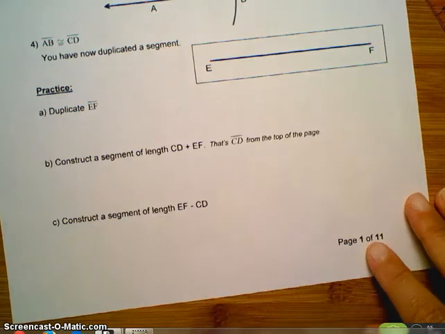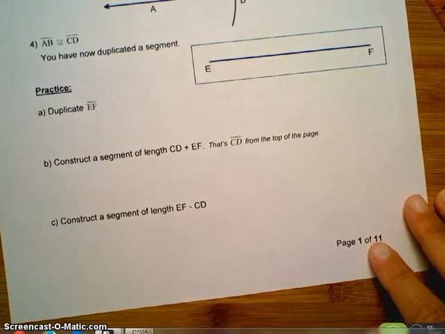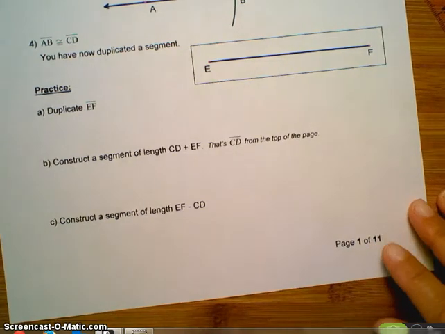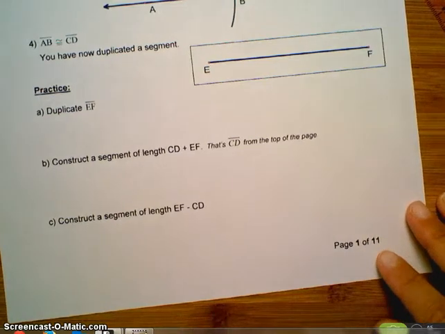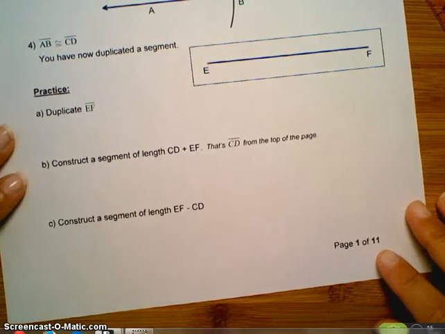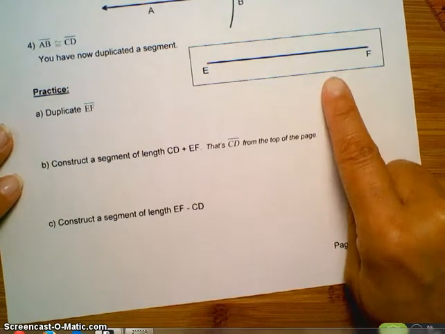We're looking at the Chapter 1, Section 6 notes, and I'm just going through the examples. If you'd like to see videos of the actual constructions from this packet, you should go back to the YouTube channel and look at the playlist on constructions. So the first example is asking you to duplicate segment EF.